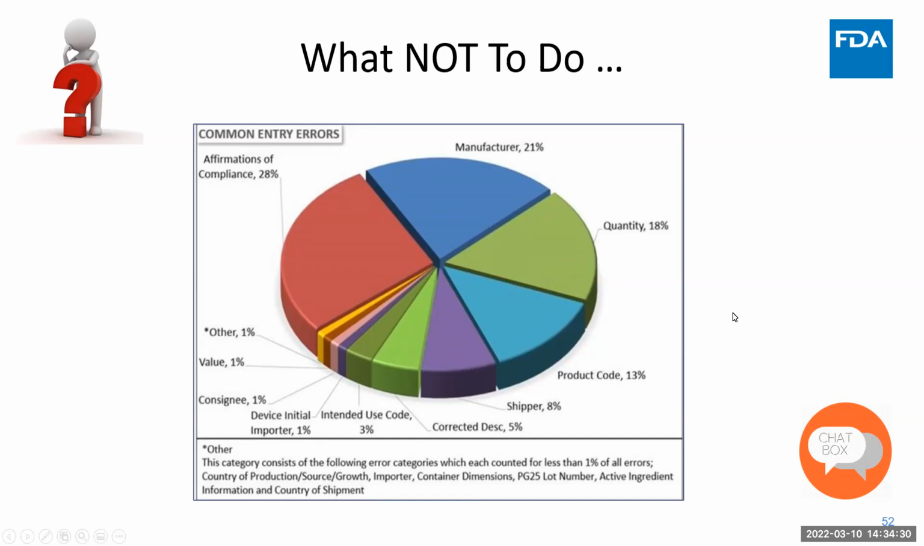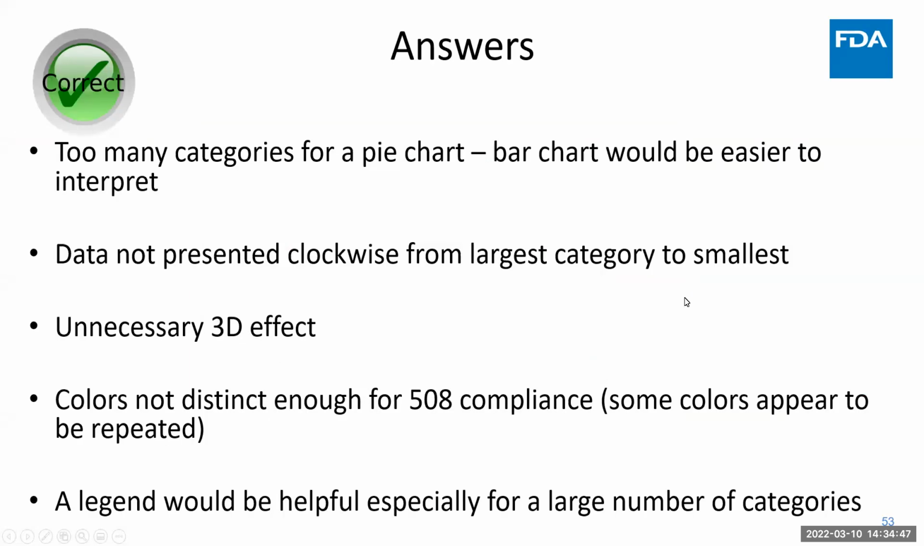Give you a few more seconds. Yes, red-green color blindness. Yes, and here are our answers. Too many categories for a pie chart. A bar chart would have been easier to interpret here. The data are not presented clockwise from the largest category to smallest. Unnecessary 3D effects. The colors are not distinct enough for 508 compliance. Some colors appear to be repeated.